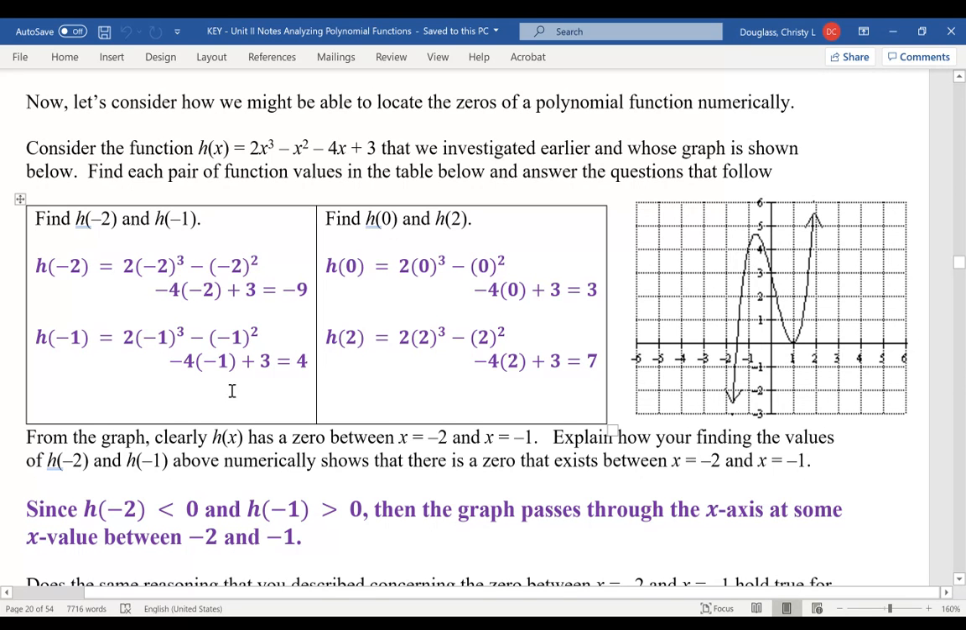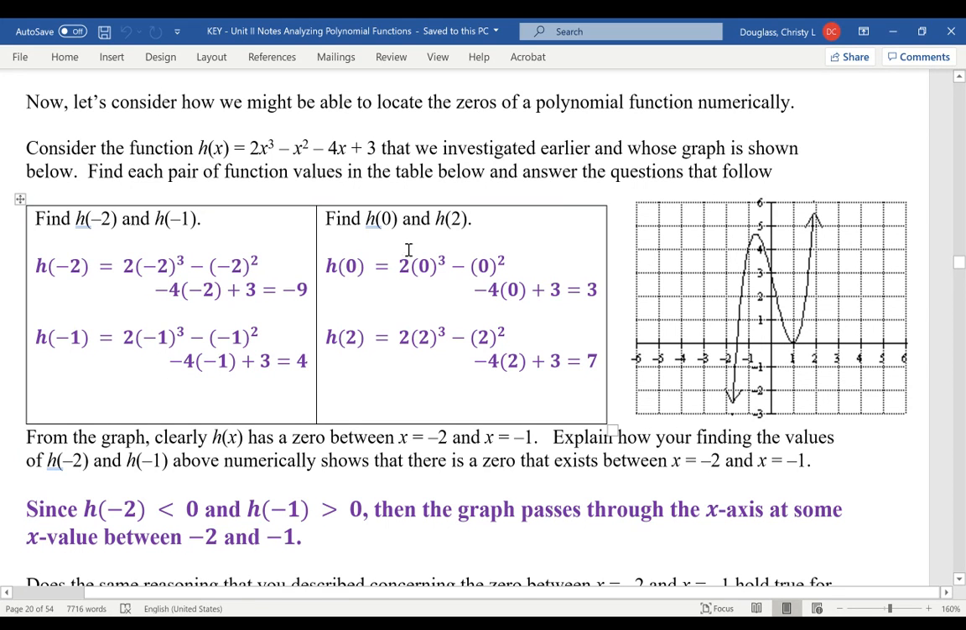The point is, when the x value is negative 2, the point is below the x-axis, and at negative 1, the point is above the x-axis, which tells me that somewhere in between, it must have crossed over the x-axis, given this is a continuous function like a cubic function generally will be.